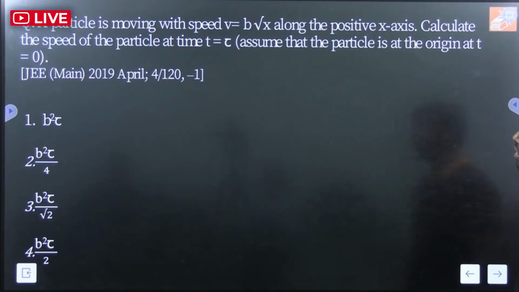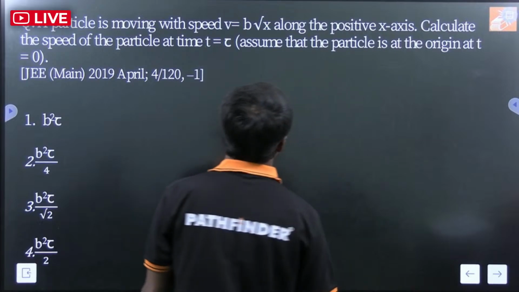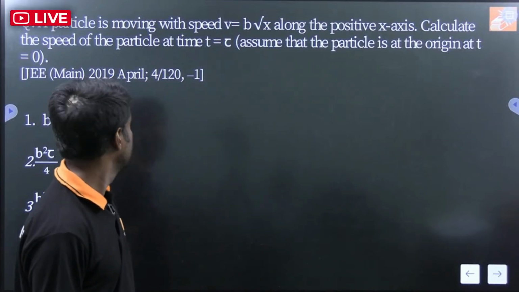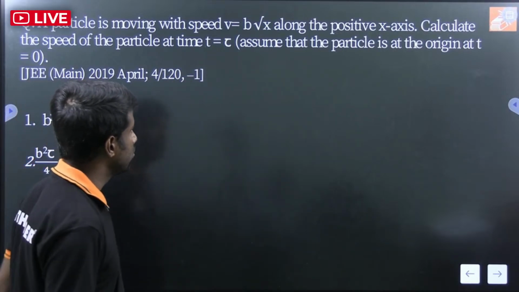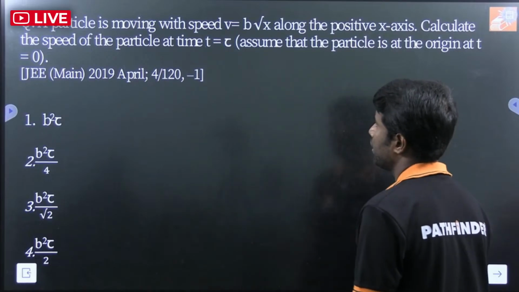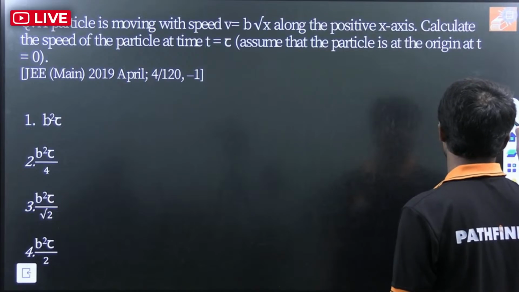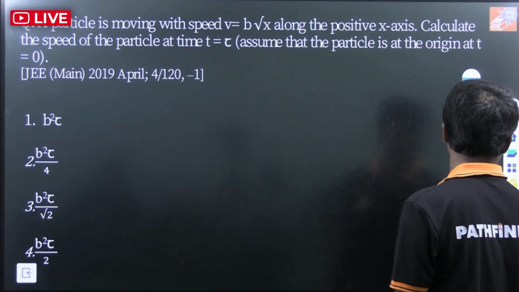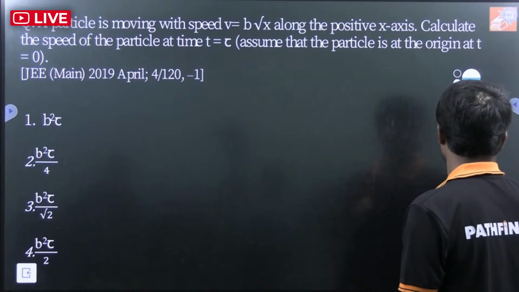The next question: a particle is moving with a speed v equal to b root x along the positive x axis. Calculate the speed of the particle at time t equal to tau, assuming that the particle is at the origin at t equal to 0. That means the particle started from the origin, from 0, 0, 0.